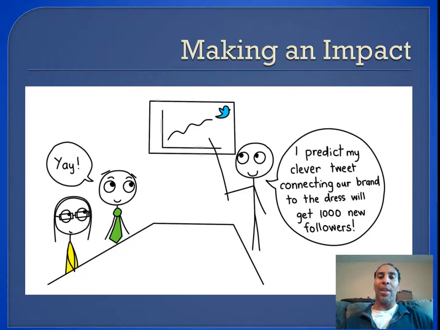I thought this picture was quite interesting, and sometimes, if we do something and then there's a good result, then we take credit for it. But if we do something and there's a bad result, we say, hey, that wasn't connected to what I did. So he says, I predict my clever tweet connecting our brand to the dress will get 1,000 new followers. And a lot of times that is the case. They say, hey, you may tweet something or send something out during an event, and a lot of people are following that event. They may start following your product and or service. So that holds true. But I bet you if a lot of people stop following you, then you wouldn't say that because of my tweet that was the impact.